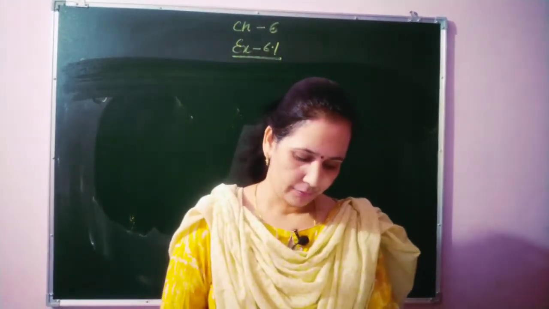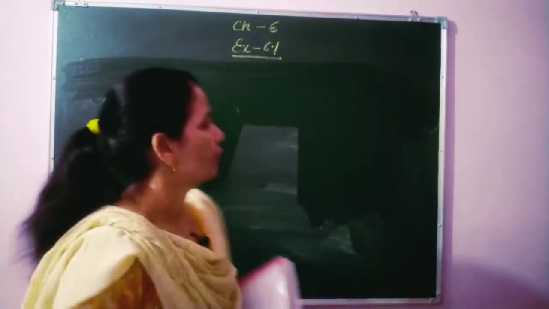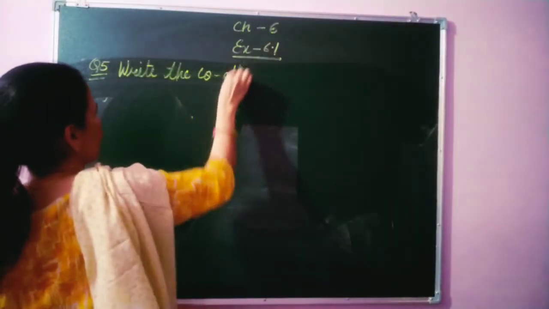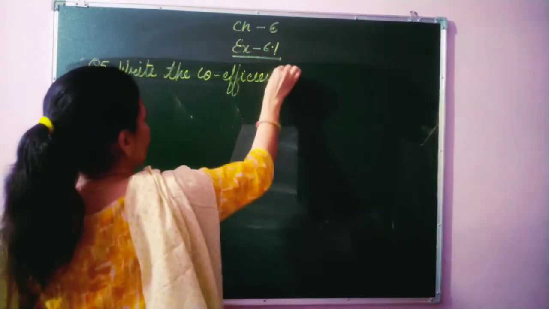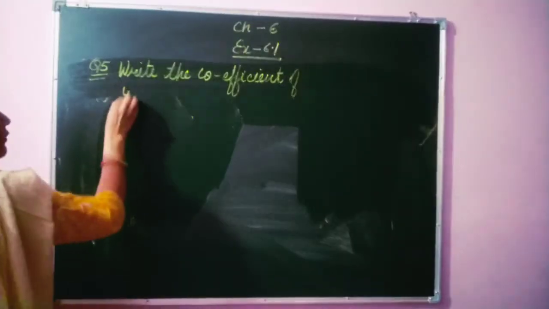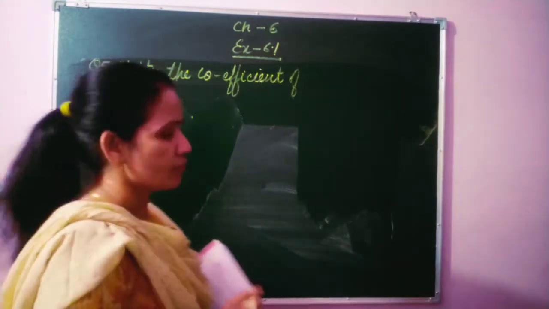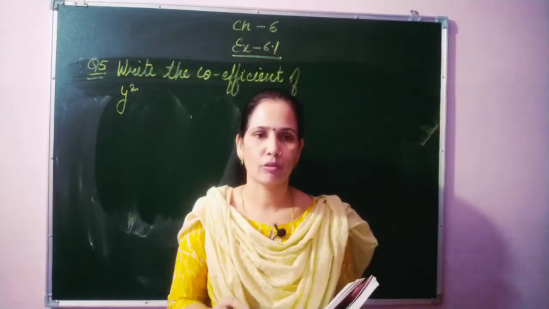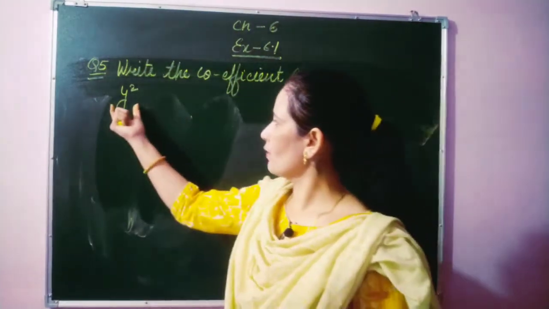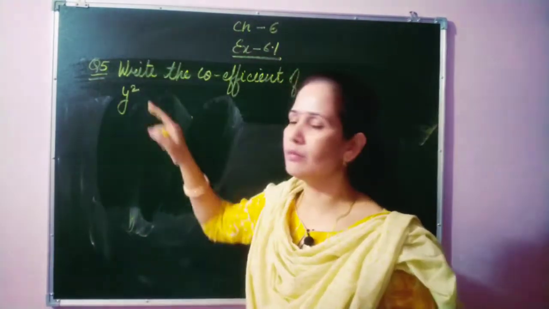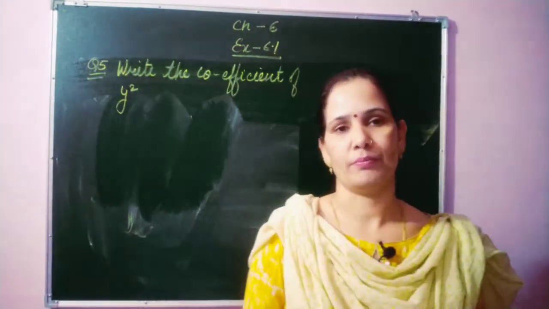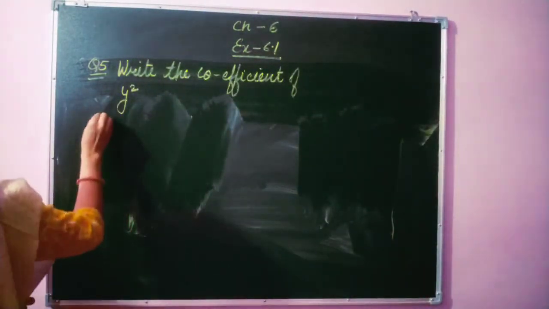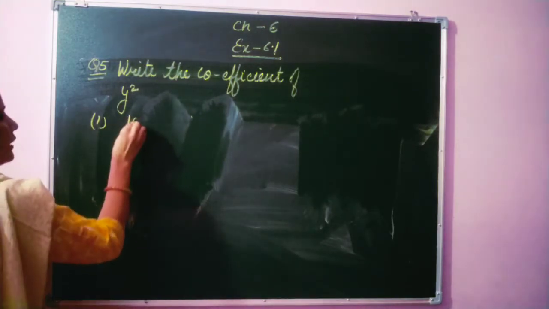Next question is question number 5. Write the coefficient of y square. Here we have to write the coefficient of y square. Students, as we discussed, when we write the coefficient of any variable, we have to observe that variable and write all the rest of the factors that are given in a particular term. How? First they have given 10 y square z.